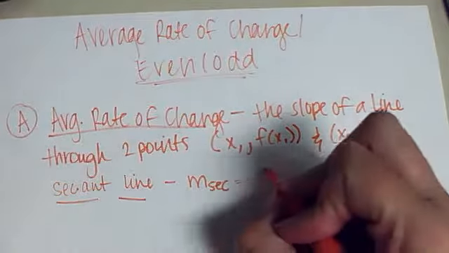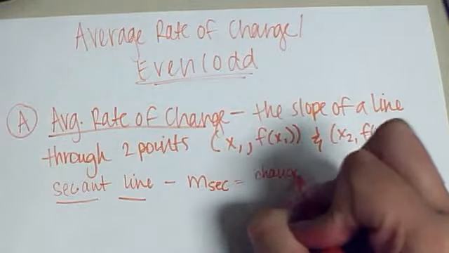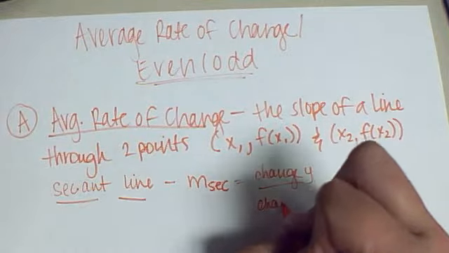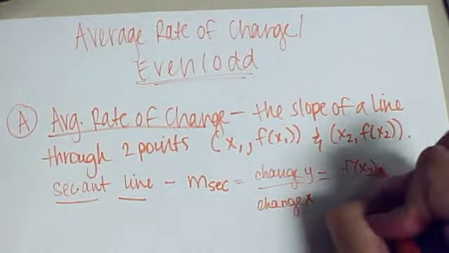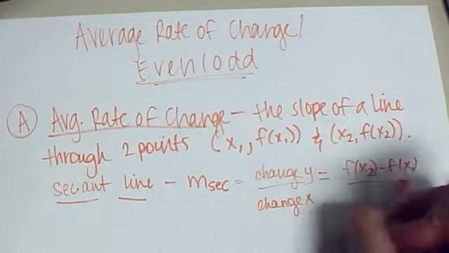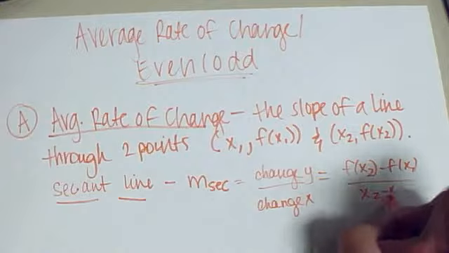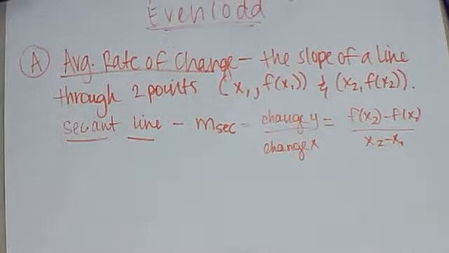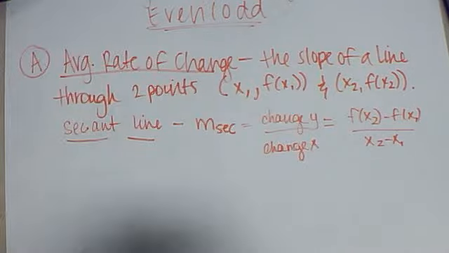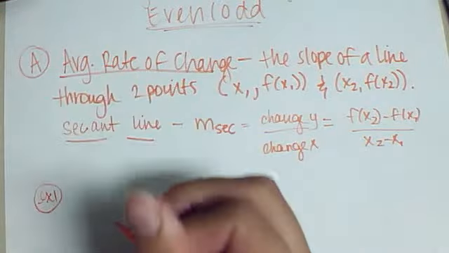To find that, we're going to do the change in y over the change in x, or f of x2 minus f of x1 over x2 minus x1. Again, that's y2 and y1. I'm just showing you this different notation because that's the way that we notate that stuff in calculus. And if you're going on to that, I don't want you to be confused later on. So, for example number 1, let's look at several things.